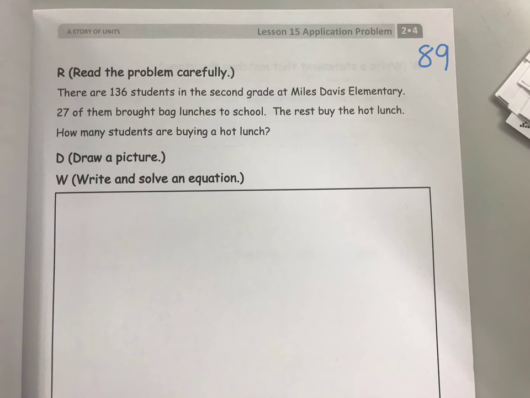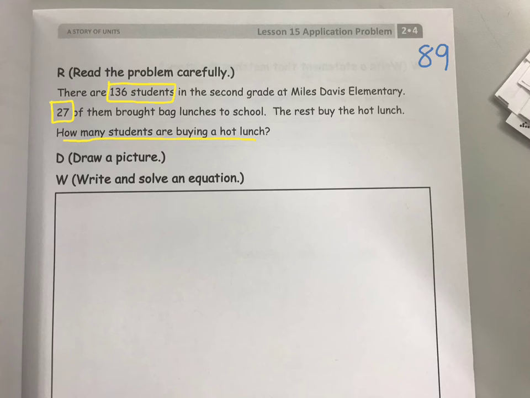So, there are 136 students in second grade at Miles Davis Elementary. 27 of them brought bag lunches to school. The rest buy the hot lunch. How many students are buying a hot lunch?